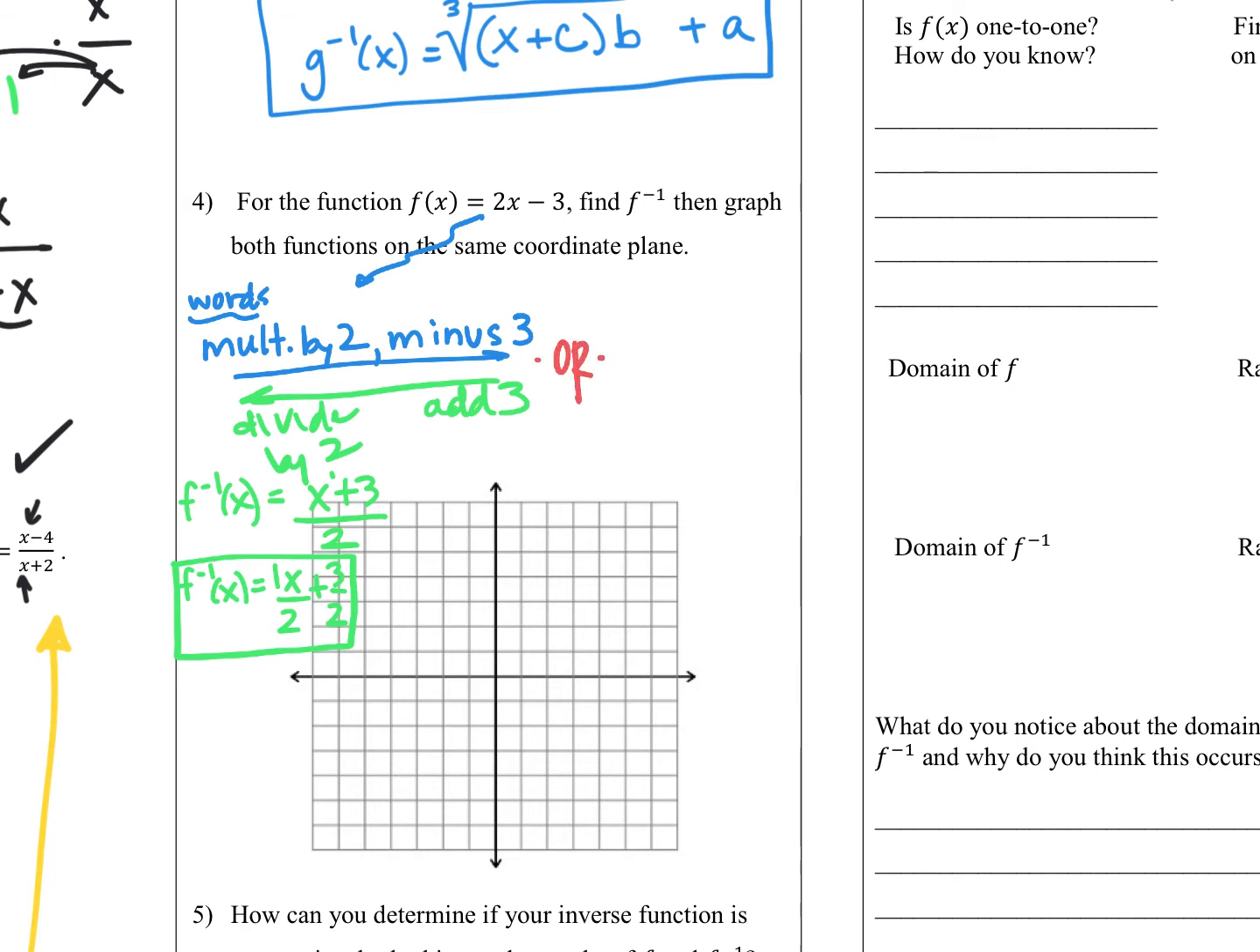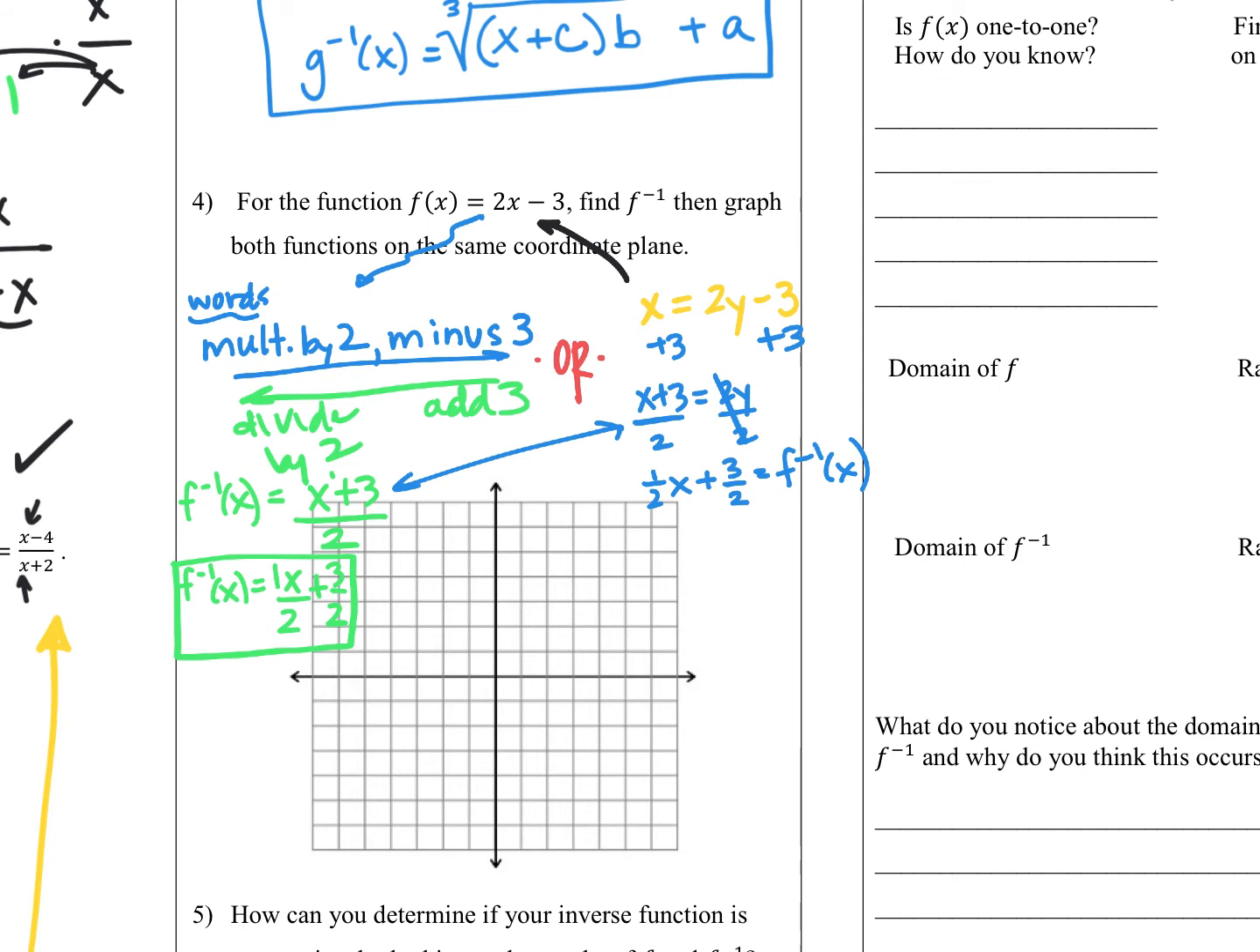Or if you want to do it more algebraically, what that means is we're going to interchange our x and our y here. So then that's going to be x is equal to 2y minus 3. And when we solve for y, again, that's that undoing or unwrapping. We're going to add the 3. So we get x plus 3 equals 2y. Divide by 2. And we have the same thing, you can see. And again, we'd write it as 1/2 x plus 3 over 2 is equal to our inverse.